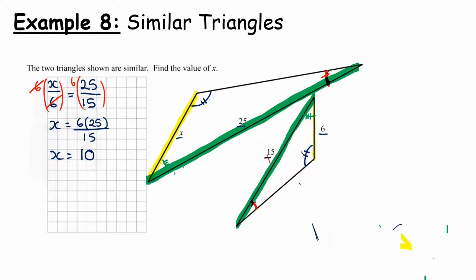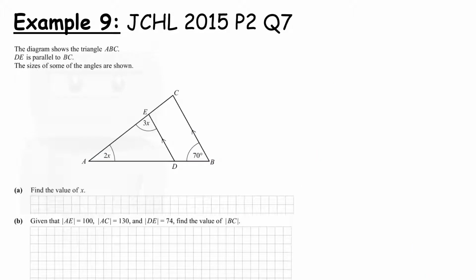Sometimes that's a bit more straightforward, but I would always suggest this color coding or some kind of visual aid to help you work through this. So now let's look at another type of similar triangles, and these are very common, and they're where basically we have one triangle within the other. So first thing they ask us is to find the value of x.